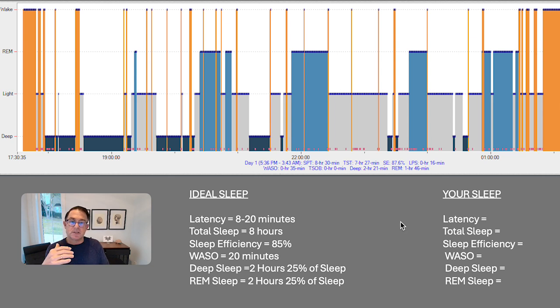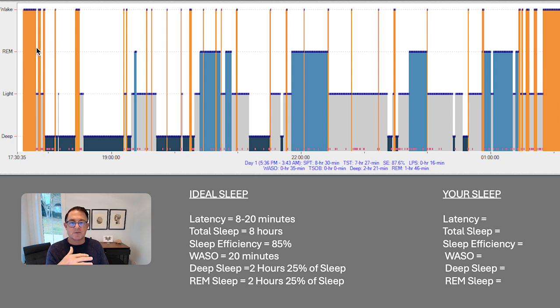So when you look at this sleep architecture graph, you're going to notice the orange slices versus the dark blue and the light blue and the gray slices. If you look way to the right, you'll see over here it says wake, REM, light, and deep. The heights of those show us what stage it is. So the tall orange ones are when the brain is awake.